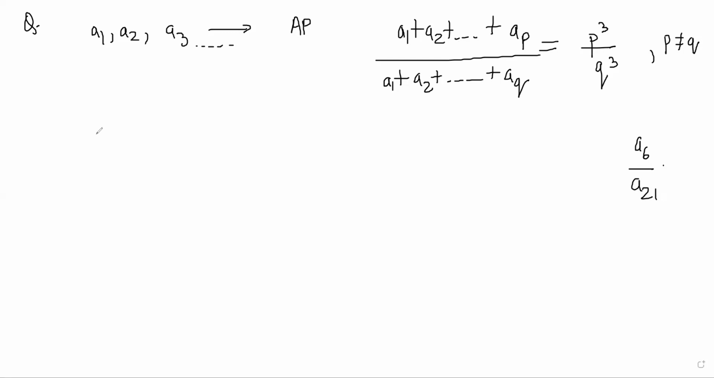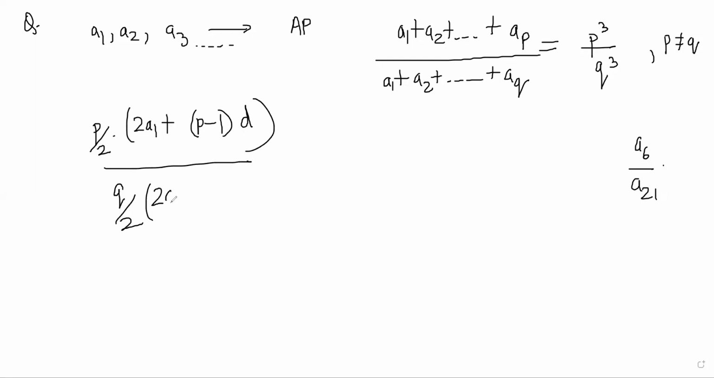Okay, let's just write it like this. P by 2 into 2A1 plus P minus 1 into D, and Q by 2 into 2A1 plus Q minus 1 into D is equal to P square by Q square. Since P is not equal to Q, this P by Q will cancel. This is already going to become P square by Q, so it should have been P cube by Q cube, right? Yes, sir. This is P square by Q square.